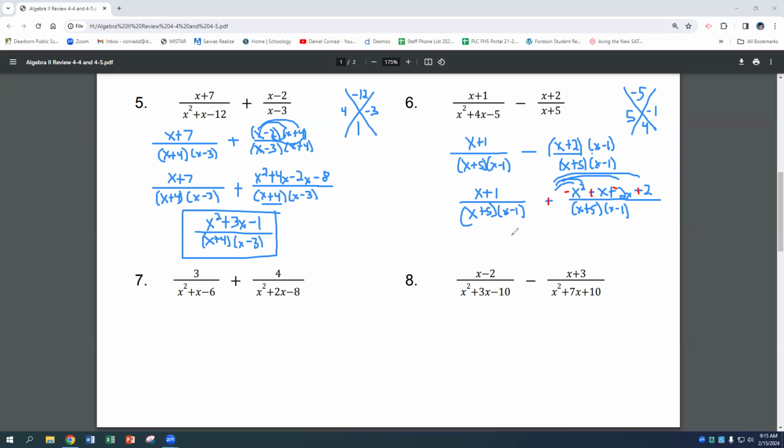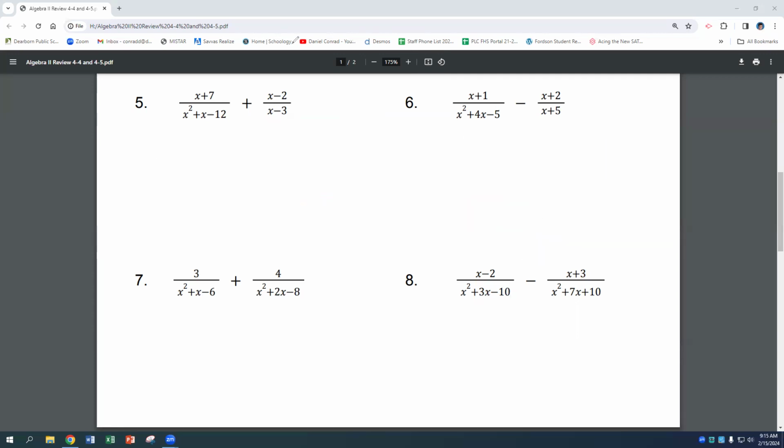Okay, and then we combine like terms. So now I have negative x squared. I have x minus x plus x is 2x minus 2x is 0. And then I have 1 plus 2, which is going to give me 3. So I have negative x squared plus 3 over x plus 5, x minus 1. All right, so that's 5 and 6. Now let's do 7 and 8.